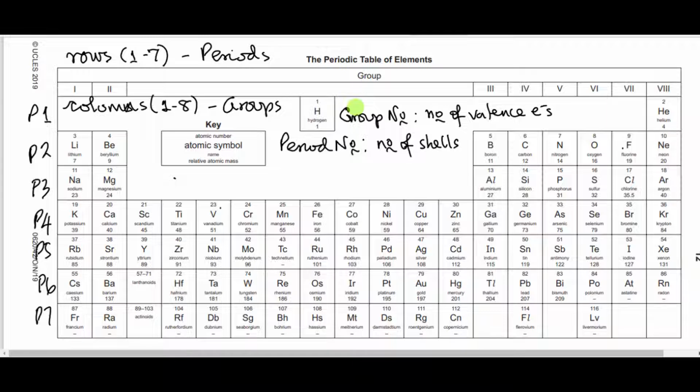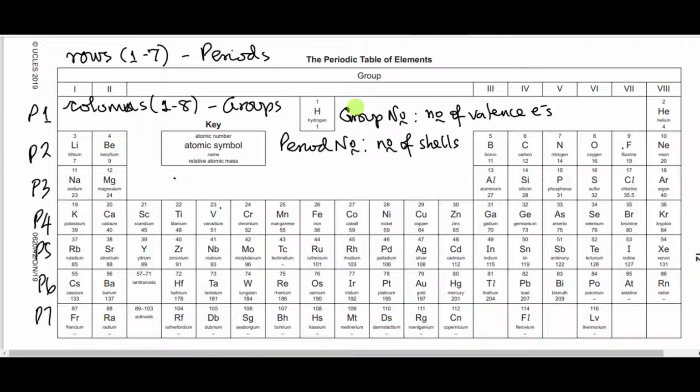Now, elements in the same group have the same number of valence electrons, and they exhibit similar chemical properties. Why? Because it is the valence electrons that determine the chemical properties of the atom of an element, or the number of valence electrons that determine the chemical properties of an atom or an element.